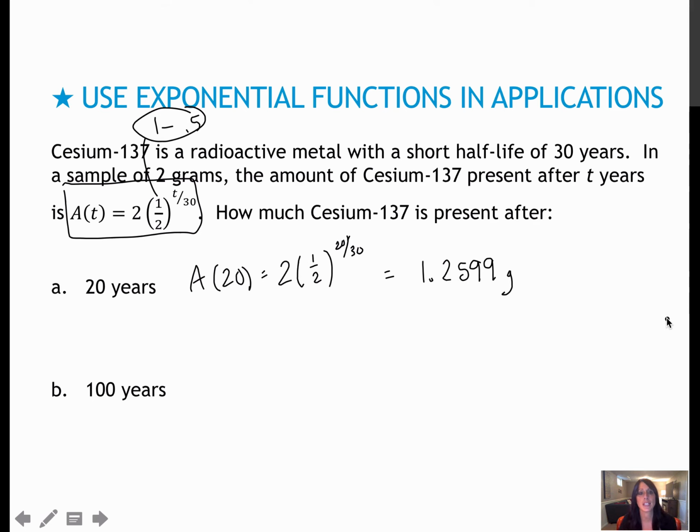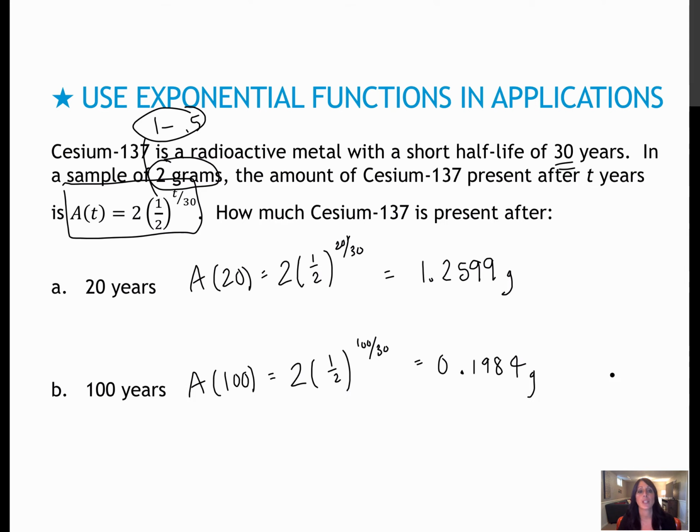And it looks like after 20 years, my 2-gram sample has now had a little bit of radioactive decay and is now down to 1.2599 grams. That's, of course, rounded to the nearest 10,000th. After 100 years, of course, we're expecting it to be even lower. The half-life is 30 years, so there should be less than a gram because I'm passing over that 30-year mark. And we can see that after 100 years, we have very little of our 2-gram sample left, so less than 1/5 of a gram left of the 2 grams that we originally started with.